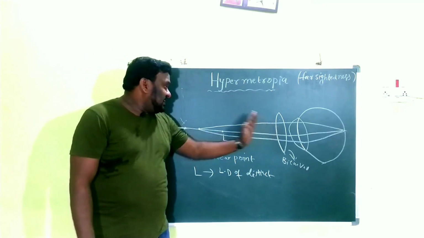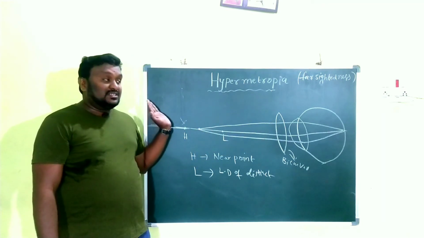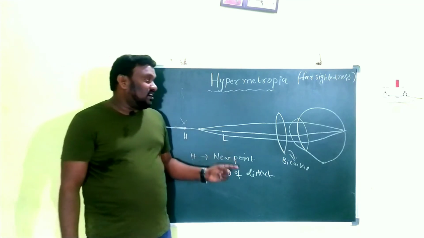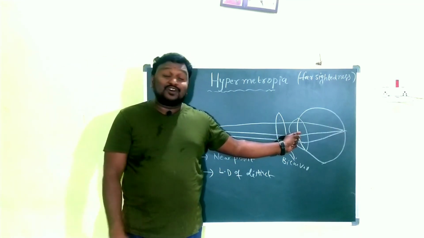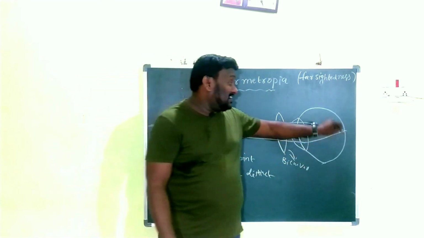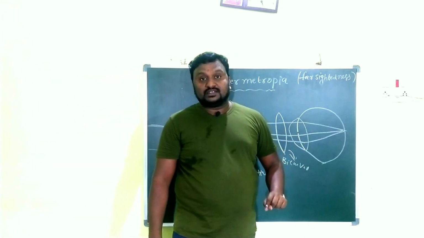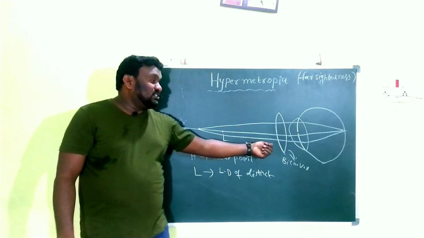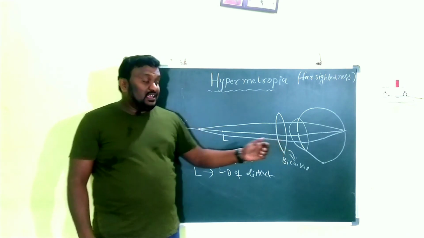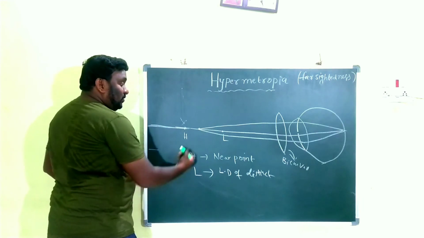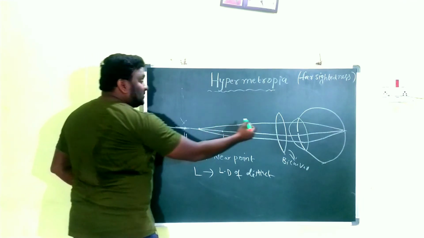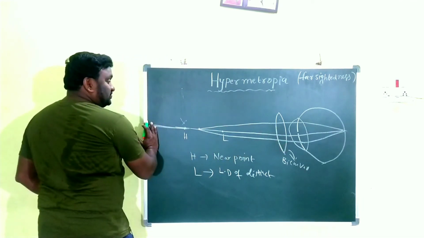When its image is at H or beyond H, that acts as the object for the eye lens. Then the eye lens forms the final image on the retina. Clear, children? When we are using a convex lens, where is the object? Here, in between H and L, the object is there. When the object is here, it can form the image beyond H.